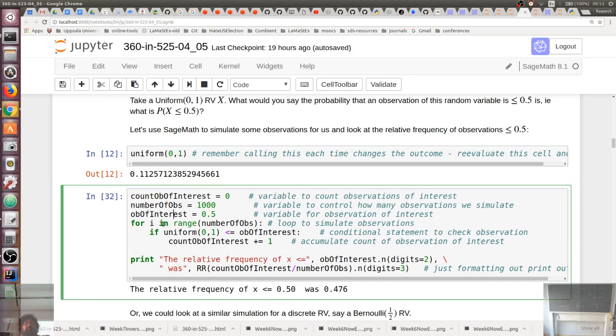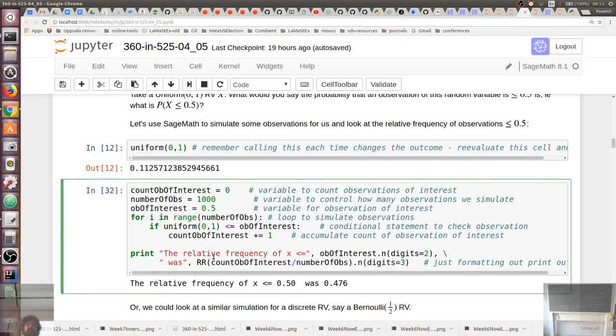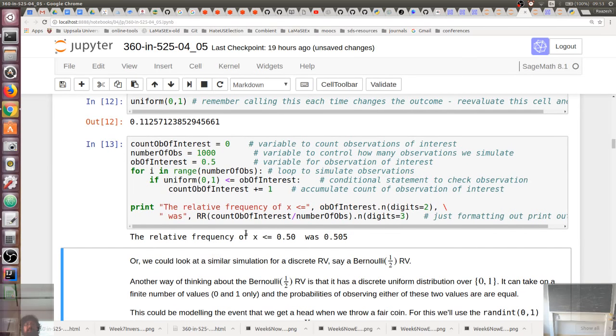And then I just have a for loop, right? So for i in the range of the number of observations, so this is going to loop 1,000 times. And then inside I have a conditional. If the uniform 0, 1 random variable is going to be less than the observation of interest, so how many times is it less than or equal to 0.5? And then I'm just going to keep counting how many times that has happened for the observation of interest. So then we just can print this.